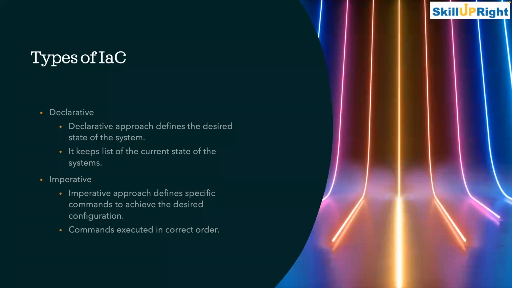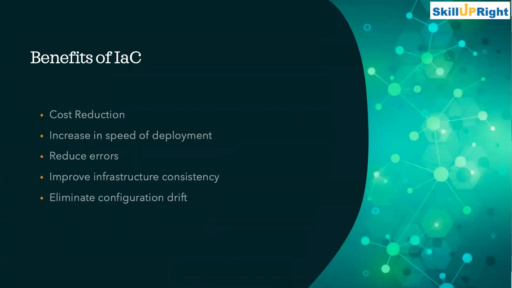Okay, so this is basically your types of ISA, right? So what are the benefits? Why should I go and write code, my infrastructure as code? Previously I used to do it manually. So why do I need to do it as code?